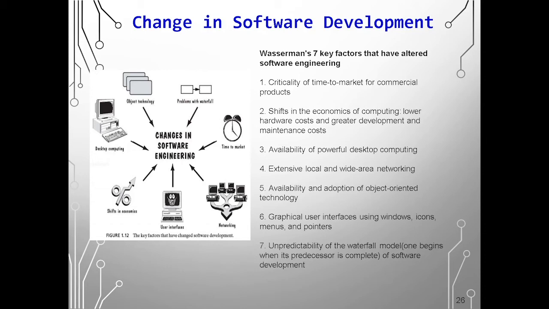4 is extensive local and wide area networking, which is just that a network is enormous and you have access to it basically wherever you're at nowadays. Number 5 is the availability and adoption of object-oriented technology. 6 is the use of graphical user interfaces using Windows icons, menus, and pointers. And 7 is the unpredictability of the waterfall model, where you don't begin your work on a project until the part before you is done. This was used for a very long time in software engineering, and it just is not the most effective way to do it.